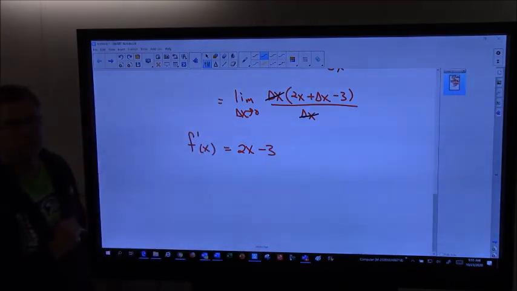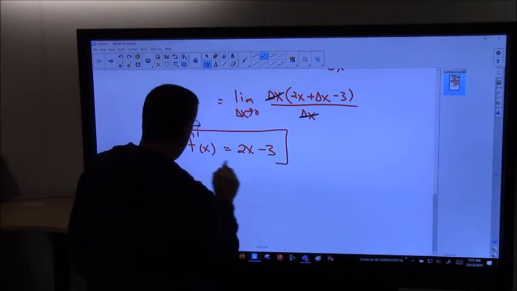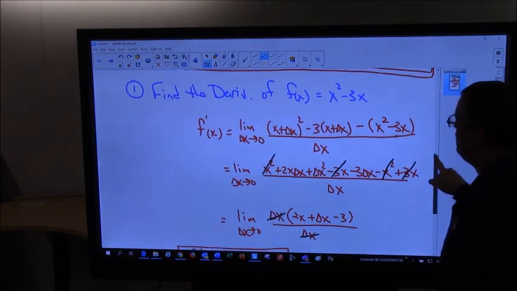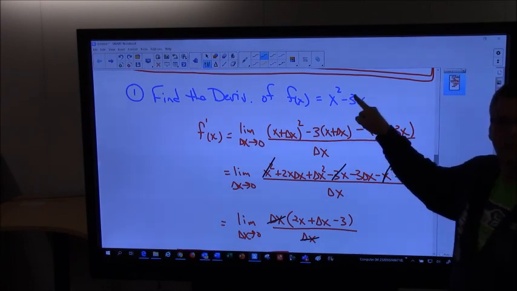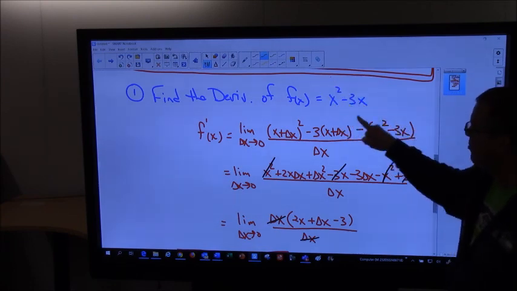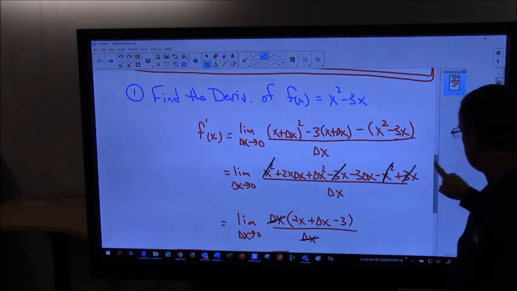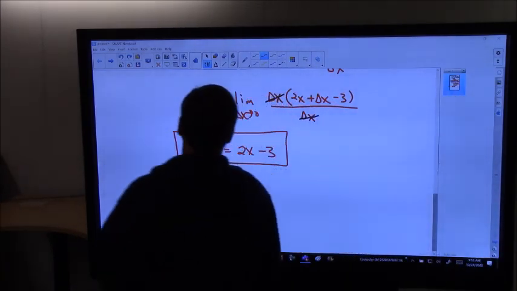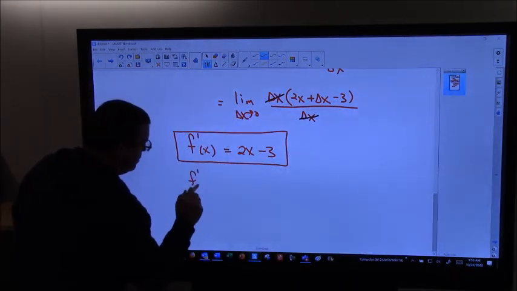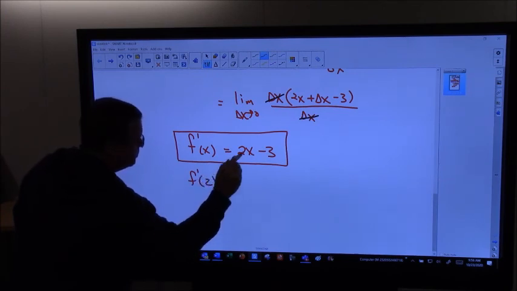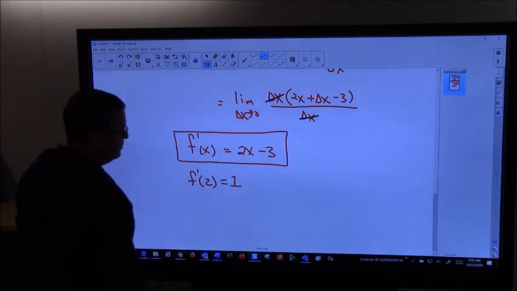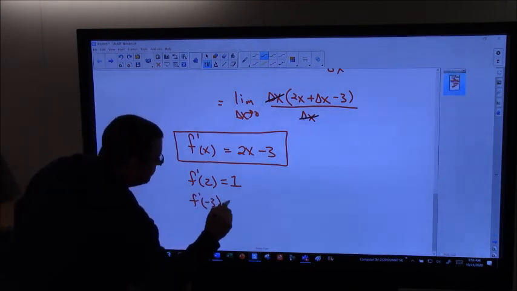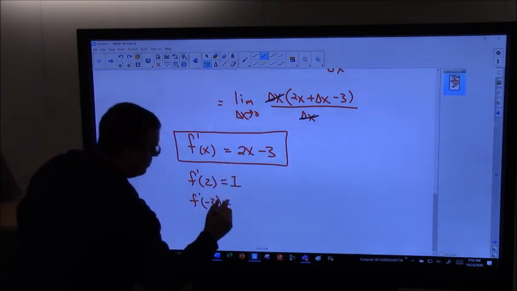That's my derivative. And what it means to me is I can now find the slope of the tangent line to this parabola. We know it's a parabola. I can find the slope anywhere along that parabola by just plugging an x value into this. So if I said, what's the slope at 2? Well, that's 4 minus 3, that's 1. What's the slope at -3? Well, I plug that in, I get a -6 minus 3, that's a -9.